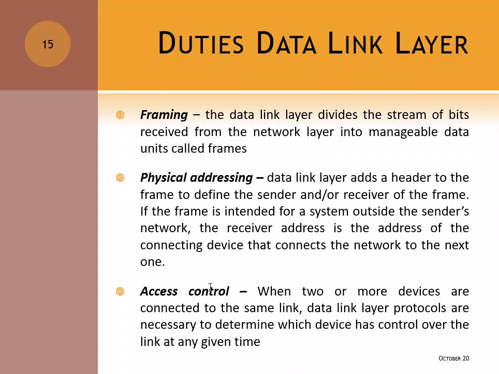The third duty of data link layer is access control, when two or more devices are connected to the same link. Recall what we have learned in chapter 1. In chapter 1, we have seen point-to-point and multi-point connection. So for multi-point connection, when a link is shared by more than two devices, the data link layer protocol is responsible and necessary to determine which device has control over the link at any given time. Bila berlakunya perkongsian lebih daripada dua device pada satu link, multi-point, then there is another responsibility of data link layer to control the access. Maksudnya device mana yang ada access pada link tersebut pada satu-satu masa untuk mengelakkan competition antara device.